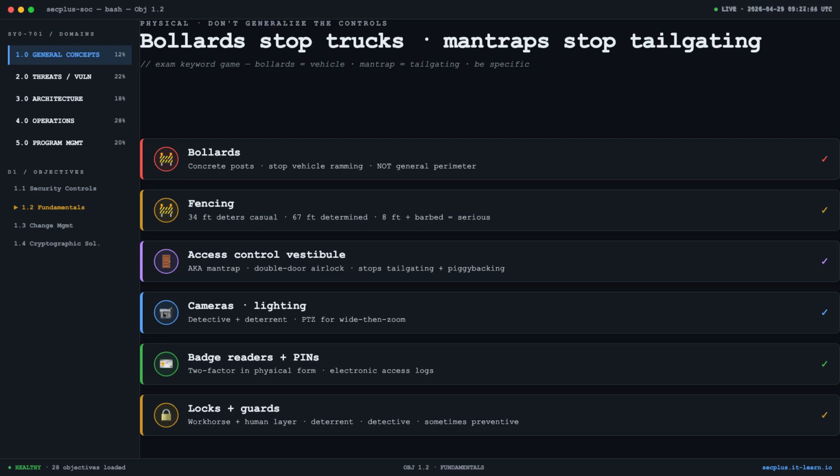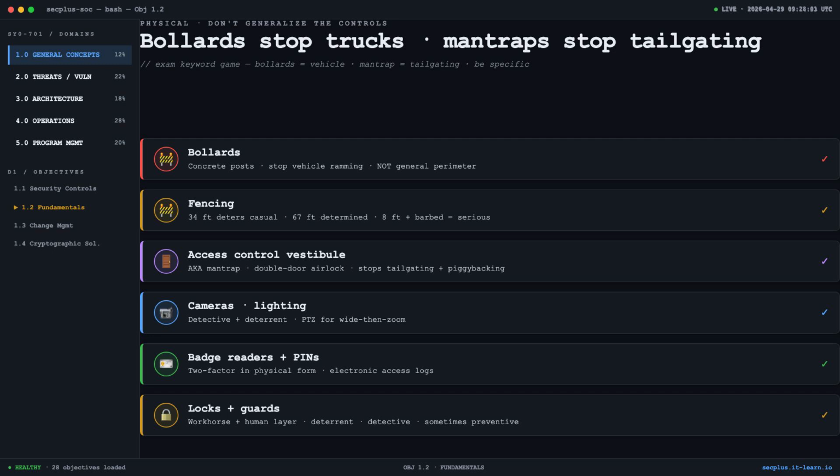The exam keyword. Bollards specifically protect against vehicles, not general perimeter. Mantraps specifically prevent tailgating. Don't generalize. Security guards add the human layer, deterrent, detective, and sometimes preventive when they intervene.